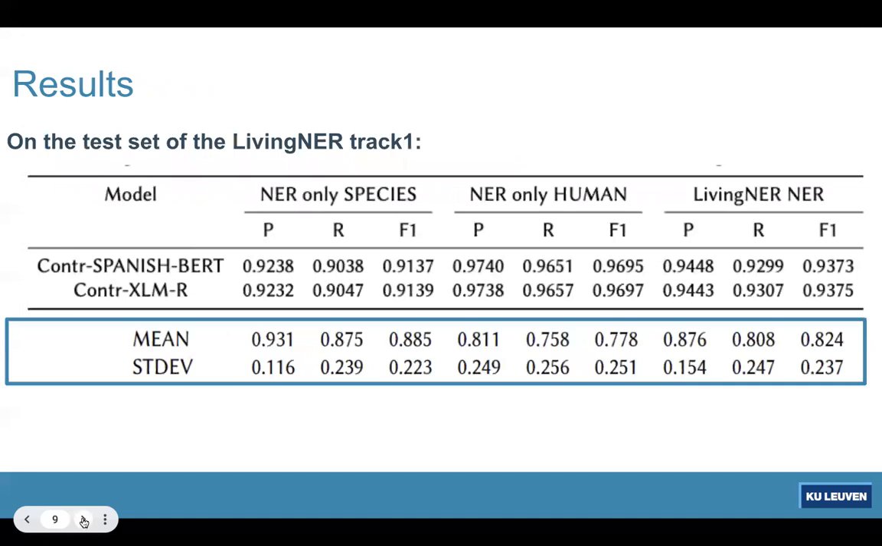And this table represents our official submission to the LivingNER challenge on the test set. We obtained an overall F1 score of 0.9375 on the challenge, which is much higher than the mean scores, indicating the effectiveness of our approach. Here we submitted 2 contrastively pre-trained models, for both Spanish BERT and the XLMR.